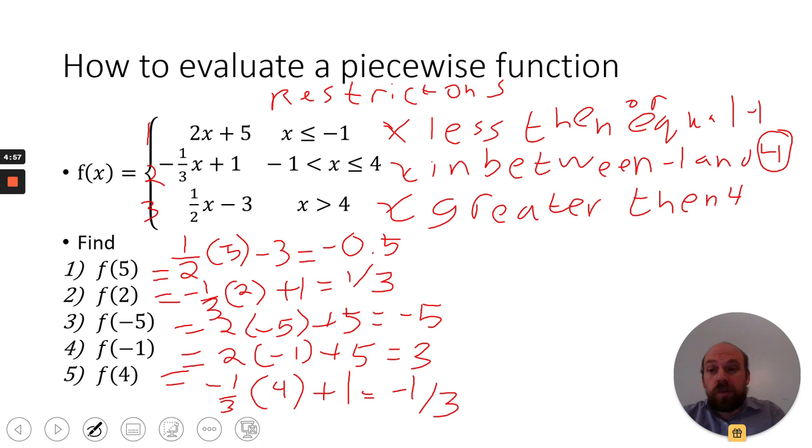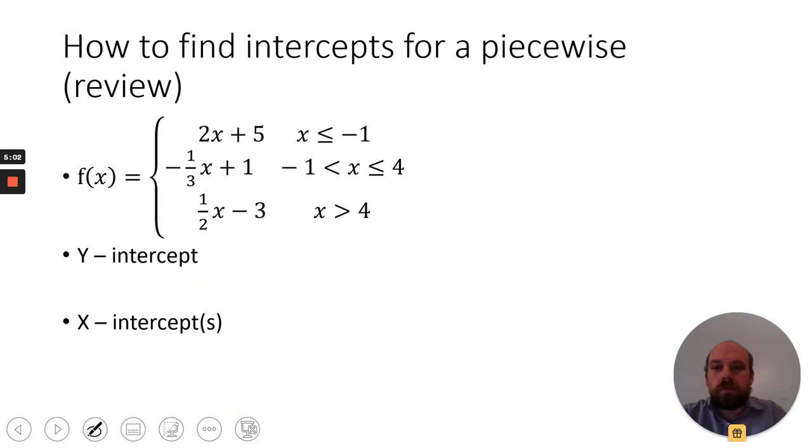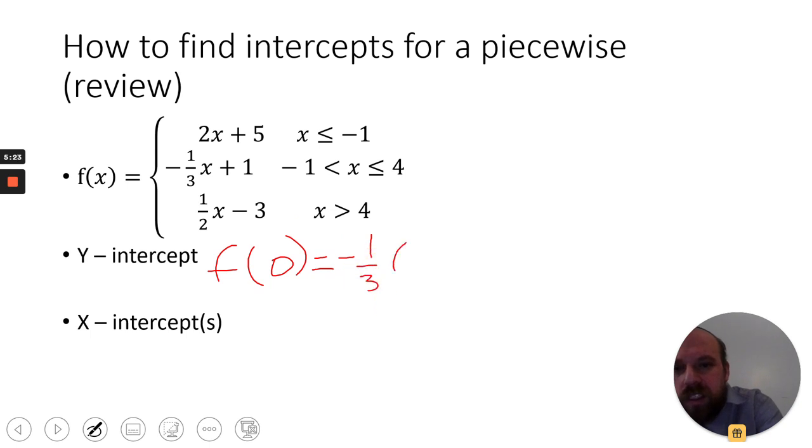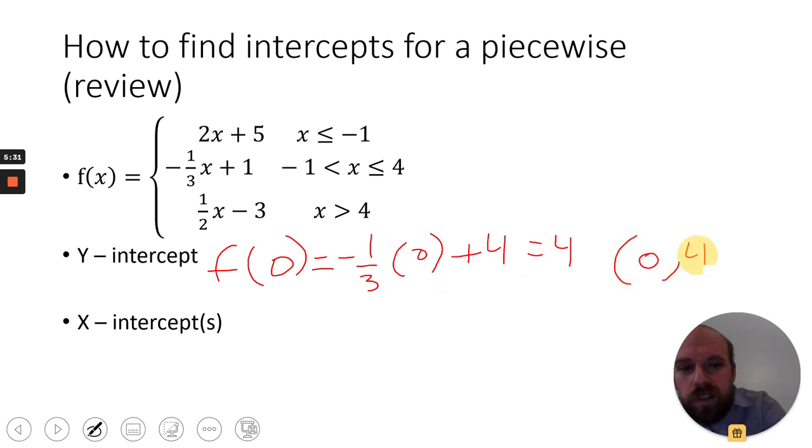Copy down whenever you need to, and then we'll go on to the next slide. So find the y-intercept. It's when you plug 0 into the equation. So you find f at 0. At 0, you'd use the second rule. So that would be negative 1/3 of 0 plus 4, which equals 4. So the y-intercept is at (0, 4).